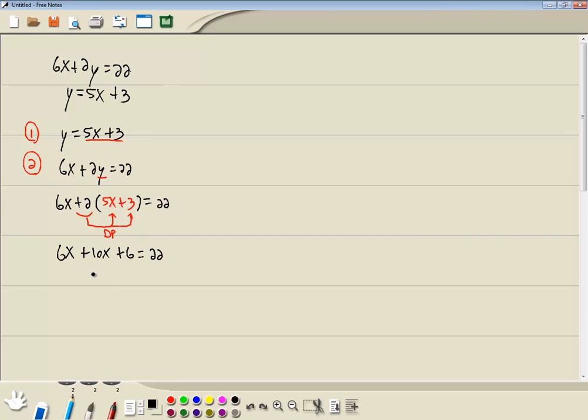Combine like terms at any step. 6x plus 10x is 16x plus 6 equals 22. Step 2 of linear equations is to get rid of fractions. Don't have any. Step 3. Get everything with an x on one side, numbers on the other side. I'm talking about terms. So I'll take 6 over. So we got 16x equals 22 minus 6. And what's that give us? 16, I guess? Yeah. Then last step is divide both sides by the number in front of your x. So we'll divide both sides by 16. And we get x is equal to 1.